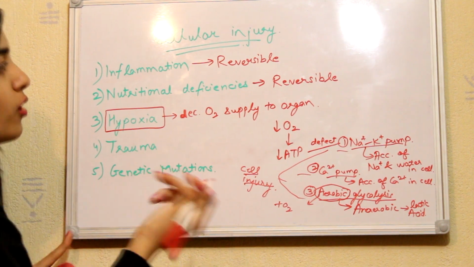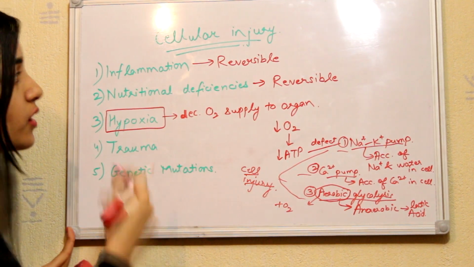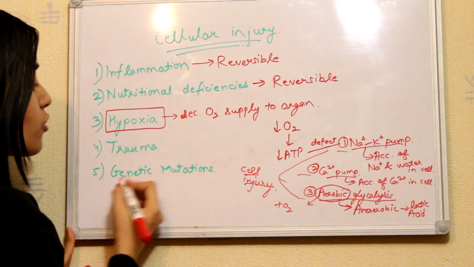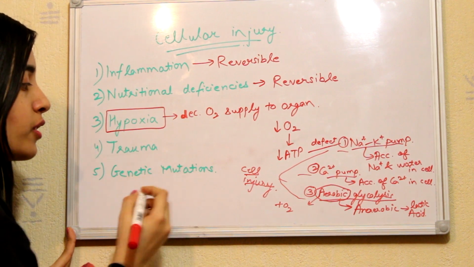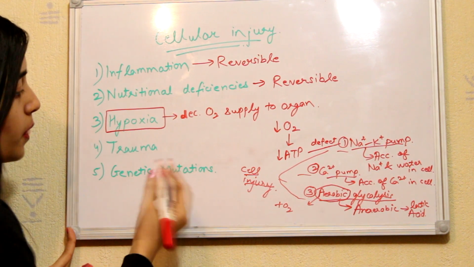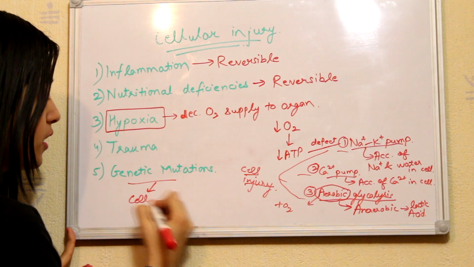Now trauma. We all know that trauma can lead to cell injury. The word itself says that. Now, genetic mutation. Whenever there is a mutation in the genes, this can also lead to cell injury.